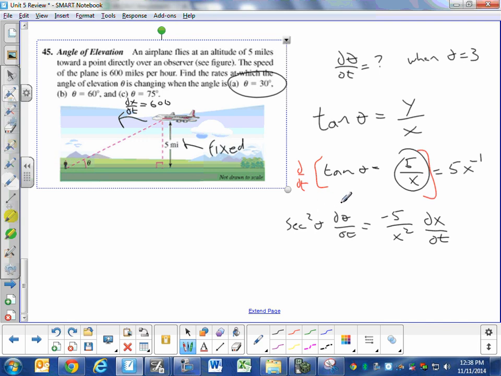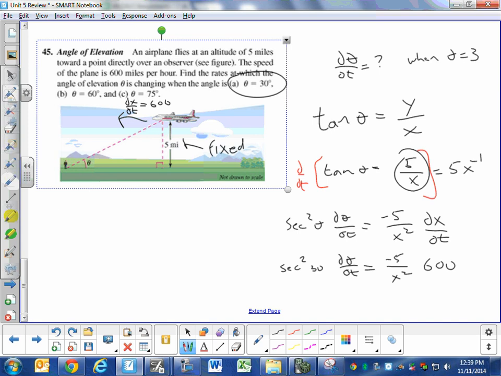All right, so we're trying to find d theta dt when theta is 30 degrees. I can go secant squared of 30 degrees d theta dt is equal to negative 5 over x squared, dx dt is 600. What do I need to find? I need to find x to be able to find d theta dt.